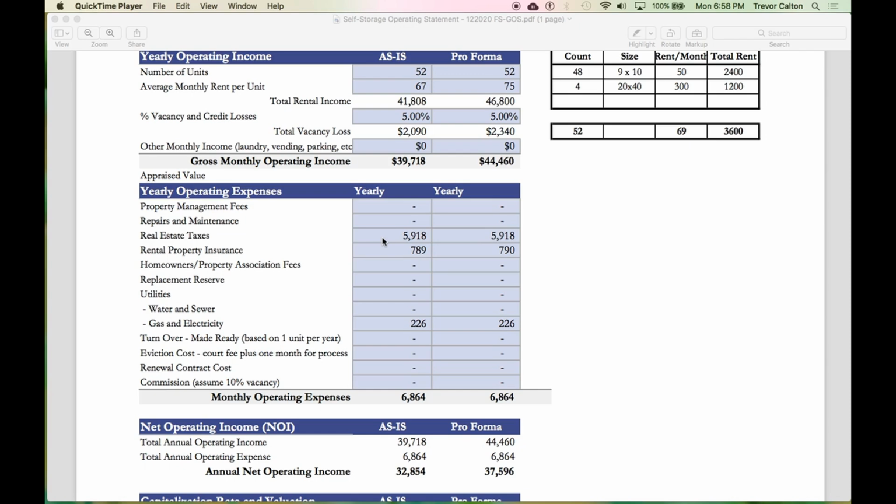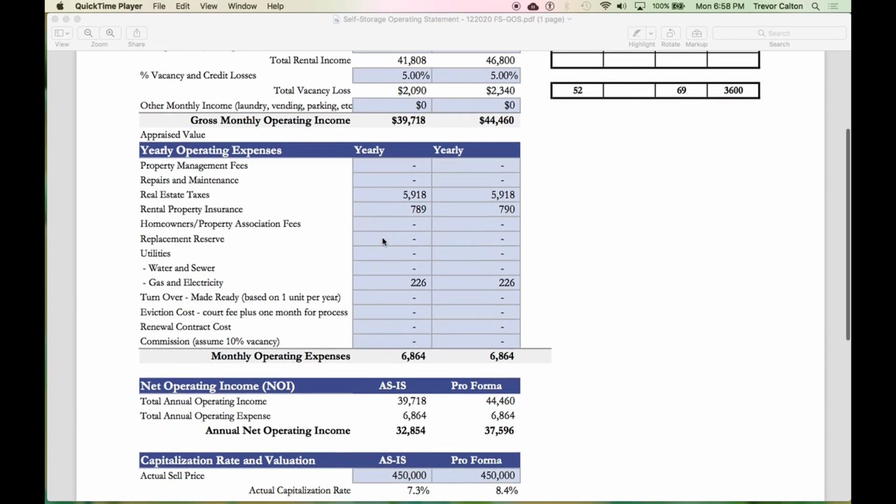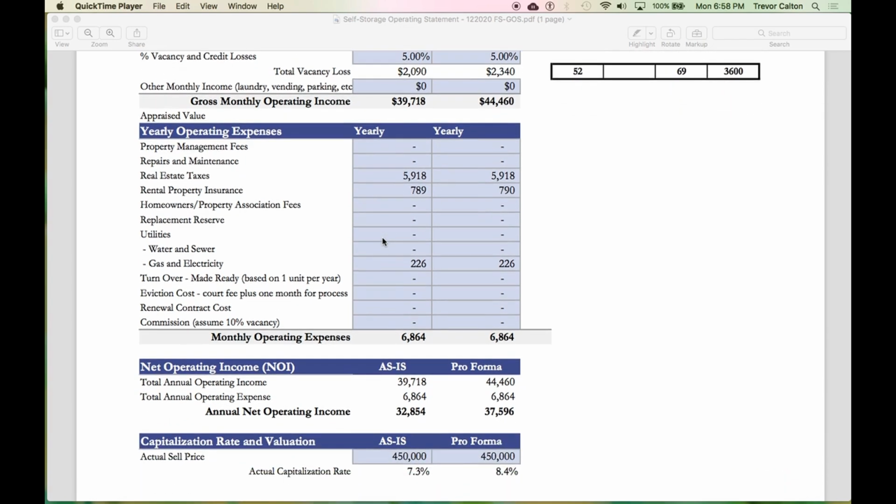I always recommend hiring your own broker, especially if you don't know the market and maybe you're new to this type of investment. Here they're not showing any replacement reserves, which would be money you're putting away for bigger projects or capital improvements, or maybe a new roof or anything structural. They're saying pretty minimal utilities, no legal fees for evictions or anything else like that. So in my opinion, I would expect to see a lot more line items of detail being shown here.